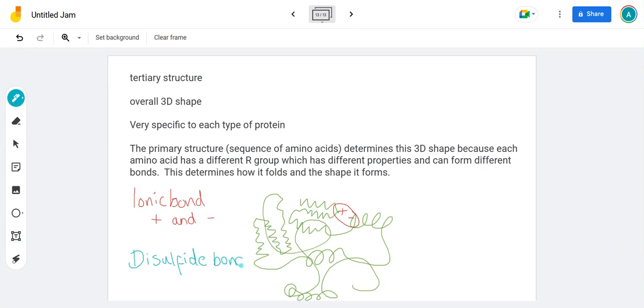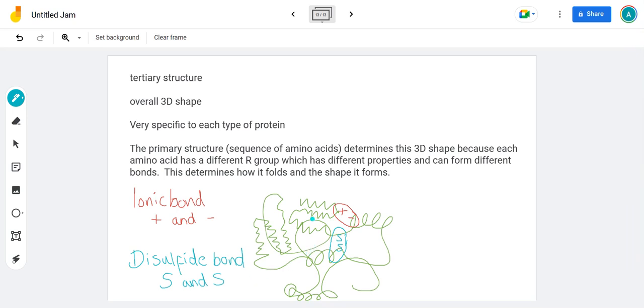So this happens between S, sulfur, and S, sulfur. Let's say, for example, we had one that had a sulfur on the R group there. They'd be attracted together, and that bit of the polypeptide chain and that bit of the polypeptide chain would be pulled together to form this disulfide bond.